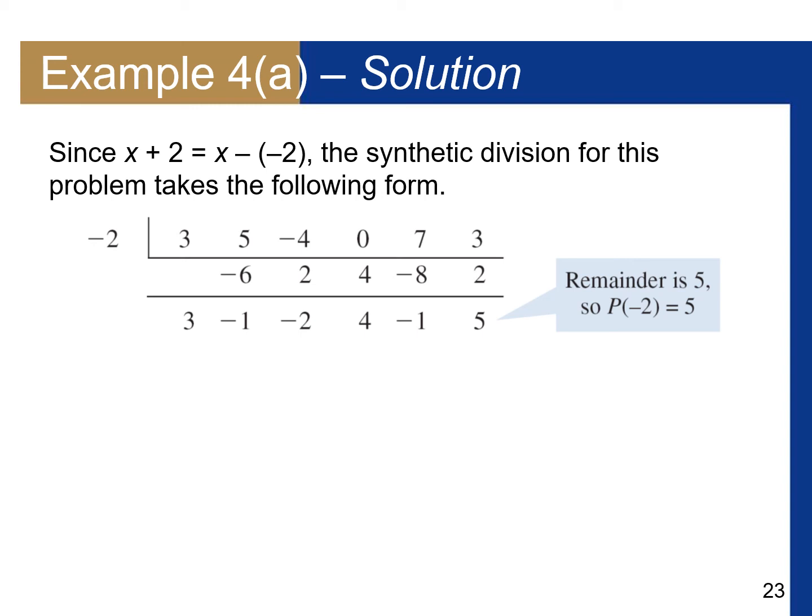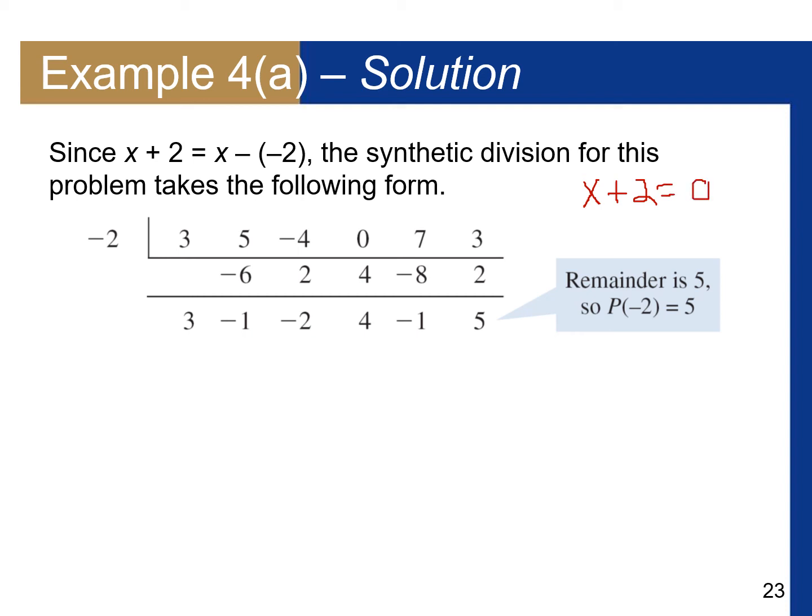So here's my 5, my 4, my -4, my 0 for my x squared, my 7, and my 3. I want to take a look at synthetic division because I have a binomial here. So I'm going to use -2, because I take x plus 2, x plus 2 equals 0, and solve that. And that'll give me -2.